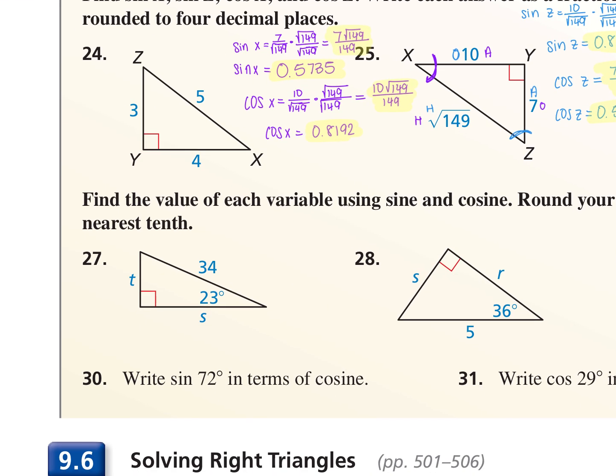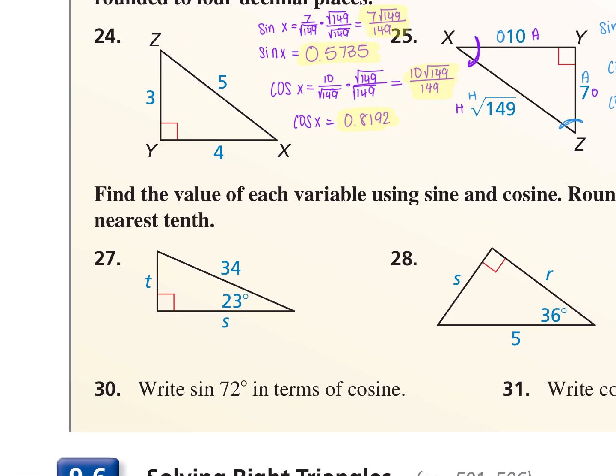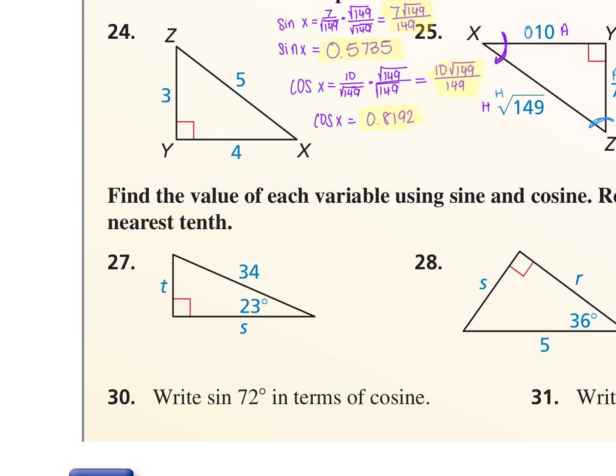All right, looking at 27, it says find the value of each variable using sine and cosine. Round your answer to the nearest tenth. So I'm only using sine and cosine. I have SOH, I have CAH, and I have TOA. So finding out what I have, I'm going to go ahead and solve using sine and cosine. So I'm going to do sine first. So according to 23, I have opposite, I have my adjacent, and I have my hypotenuse.